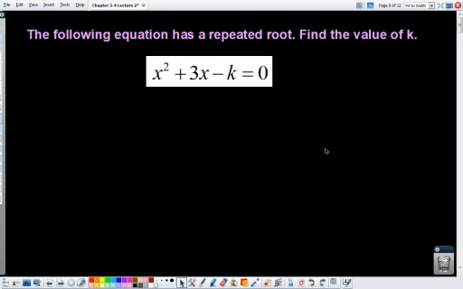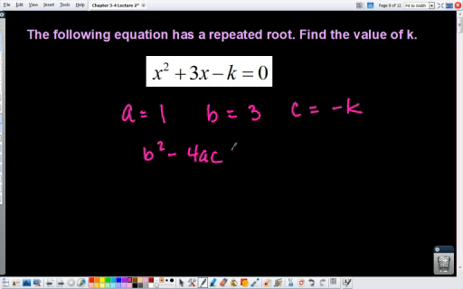Now, when we get a problem like this that says the following equation has a repeated root, find the value of k. Well, a repeated root is another way of saying a double root. So all we're going to do is write the discriminant using the values here. So a is going to be 1, b is going to be 3, and c is going to be negative k. So I'm going to say b squared minus 4ac. And if it's a double root or a repeated root, it has to be equal to 0.